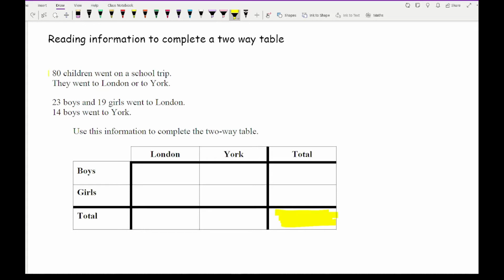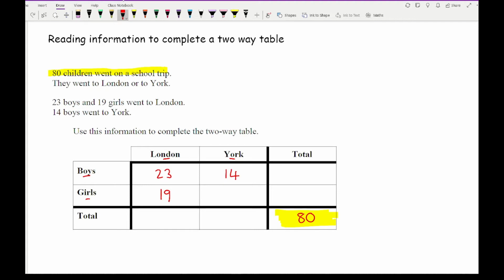So we can see here that we know that 80 children went on a school trip. So this number here is going to be 80. And we know that there's two locations, so that's London and York. Now we've got two genders, which is boys and girls. And it says that 23 boys and 19 girls went to London. So this is going to be 23, and that's going to be 19, and it also says that 14 boys went to York, so that's going to be 14. So what we need to now do is complete the rest of the table.